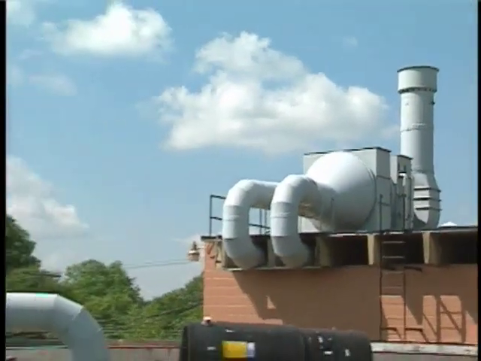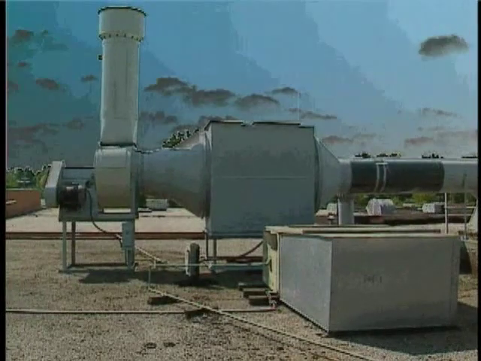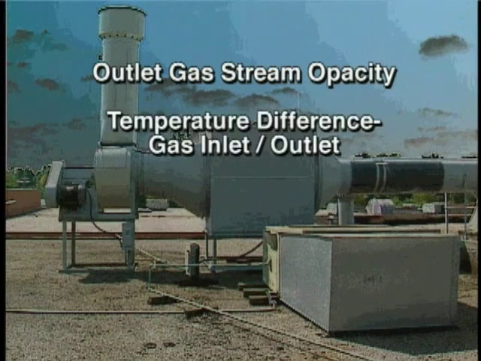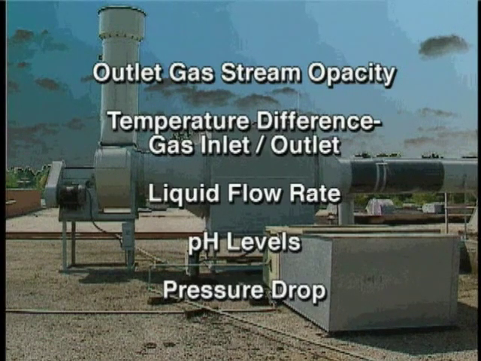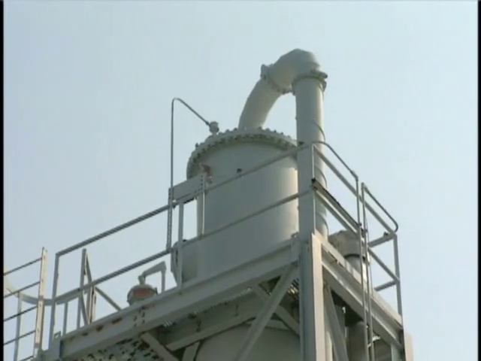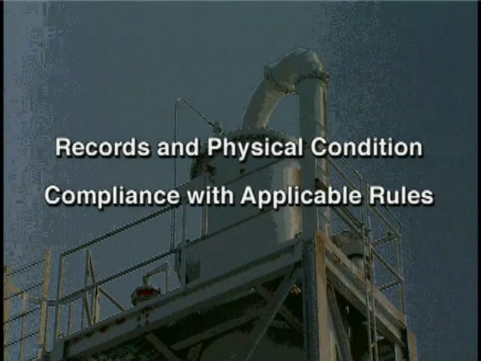To review, to determine if a wet scrubber system is working properly, field personnel should observe, if possible, outlet gas stream opacity, but take into consideration the presence of water droplets, the temperature difference between the gas inlet and outlet, and the liquid flow rate into the scrubber. Other parameters include pH levels of the inlet and outlet liquids, and pressure drop changes in the wet scrubbers and mist eliminators. As with any inspection of an air pollution control device, attention must be given to the system's records and physical condition, and compliance with applicable rules.